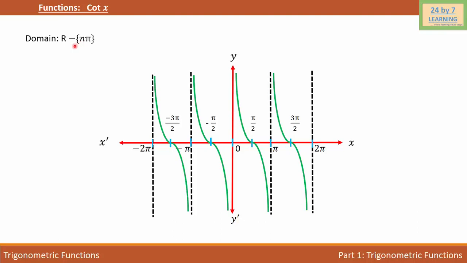The domain of the cotangent function is R minus n pi, because as you can see, the cotangent function is not defined at the multiples of pi. The range of the cotangent function is negative infinity to positive infinity, because the cotangent function has all the values from negative infinity to positive infinity.